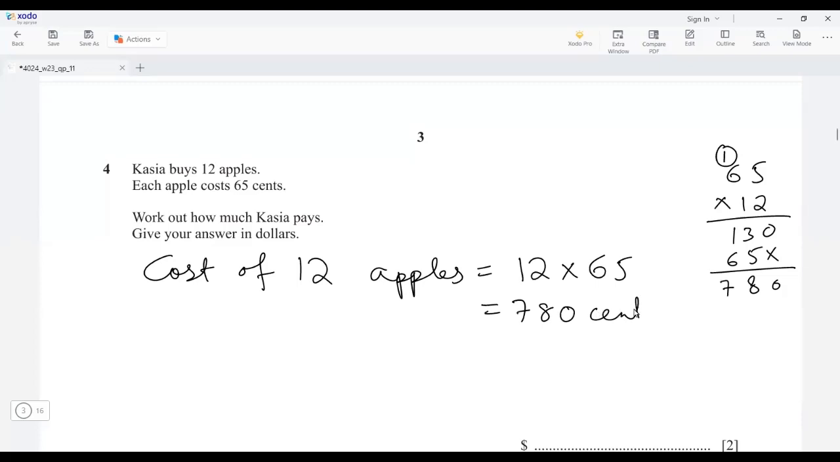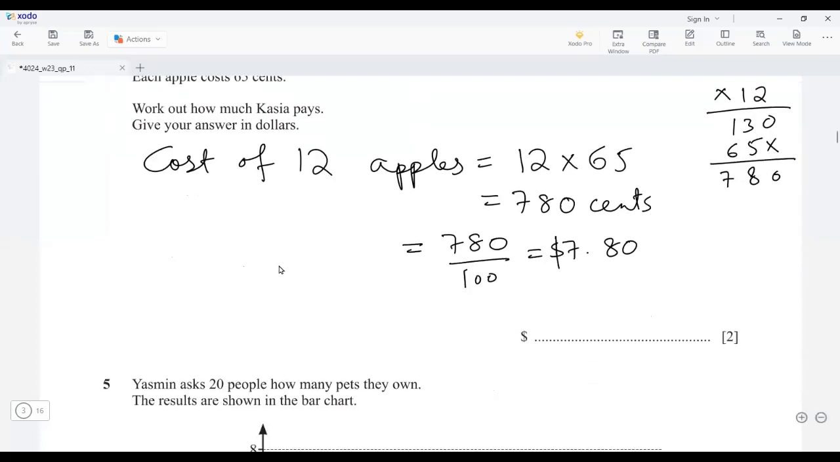So for conversion from cents to dollars, we need to divide by 100 because cents are the smaller units. So we are going to convert them to dollars. We have to shift the decimal 2 places to the left. It will be $7.80 from 780 cents. So we have to write down our answer in the space: 7.80.